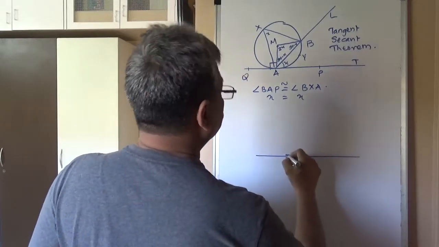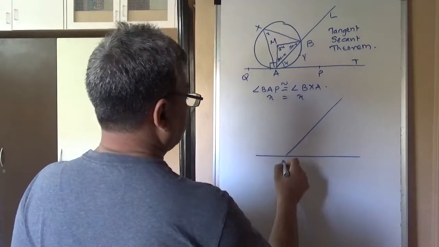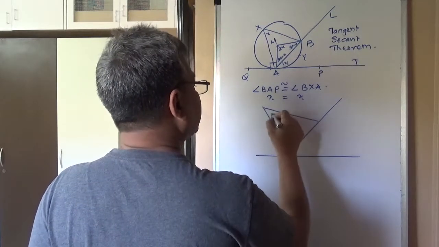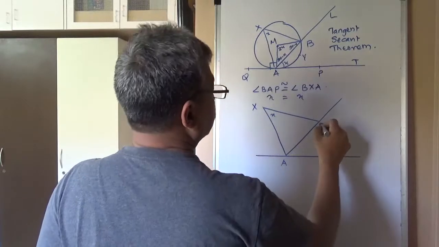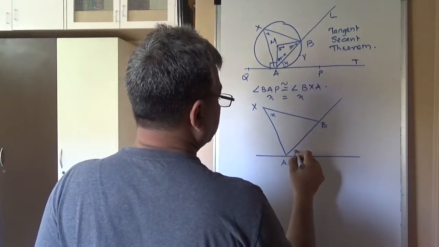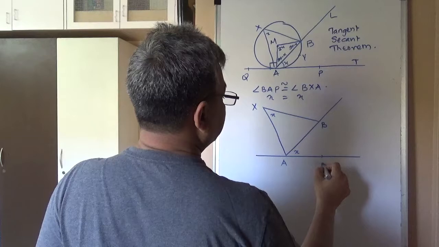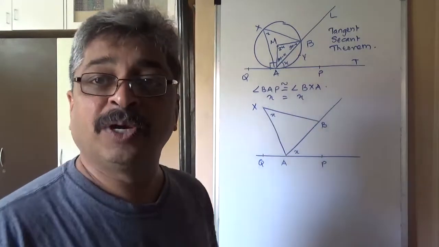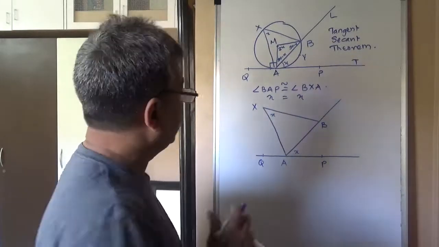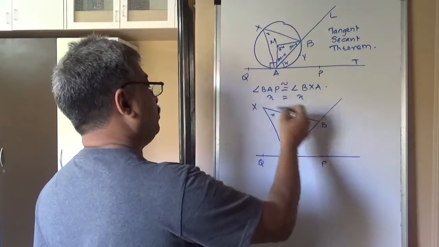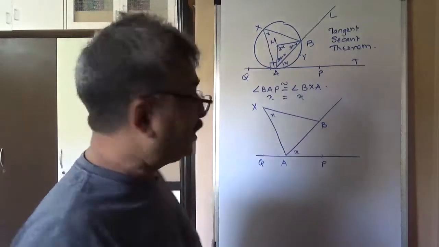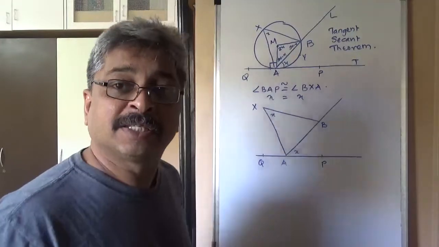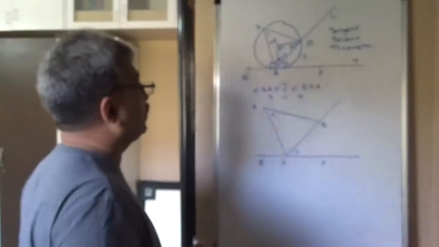Okay. Now how do we write the converse of the tangent secant theorem? Suppose there is a line, and another line, both of them intersect at A, there is another angle which is x, this point is B, and suppose it is given that this angle x is equal to this angle x. Then the converse of the tangent secant theorem says there exists a circle passing through A, B and X which should be tangent to line PQ.